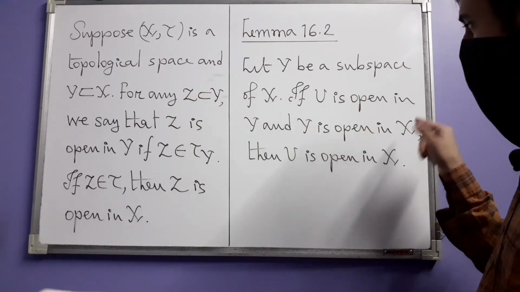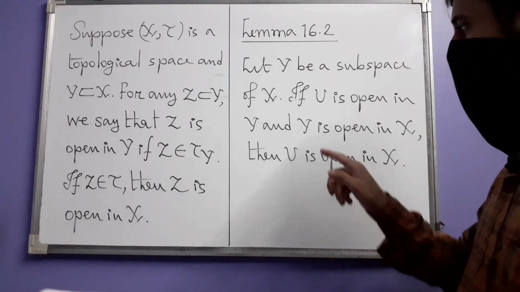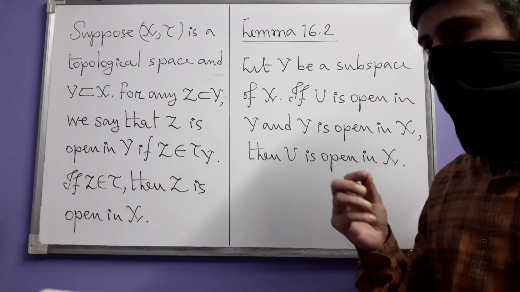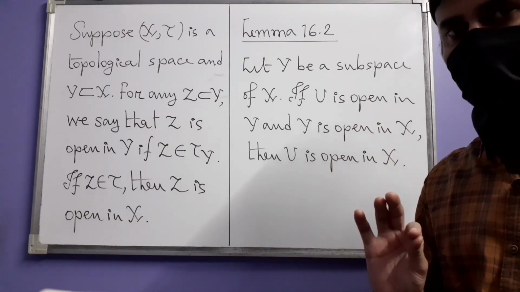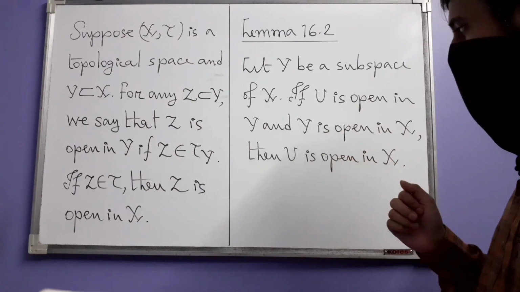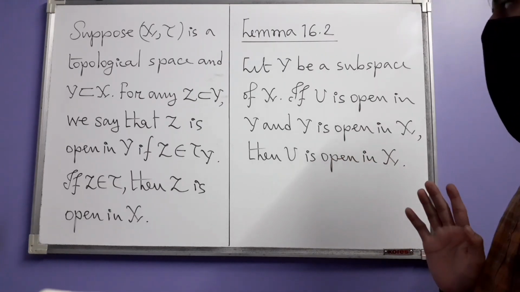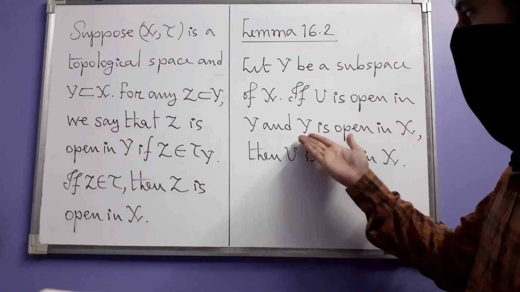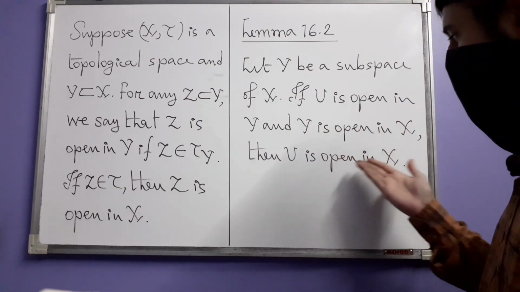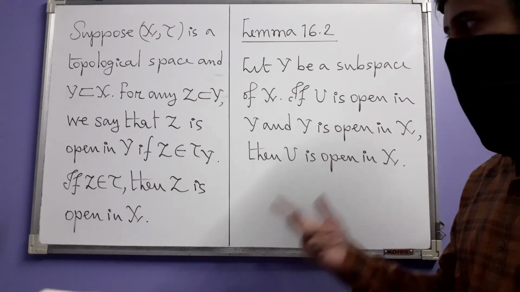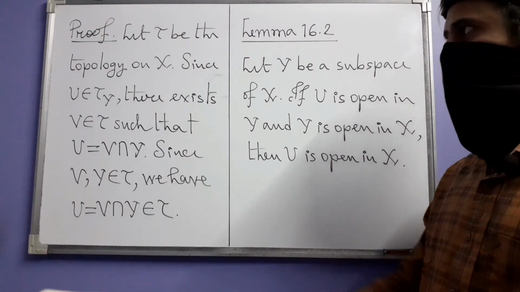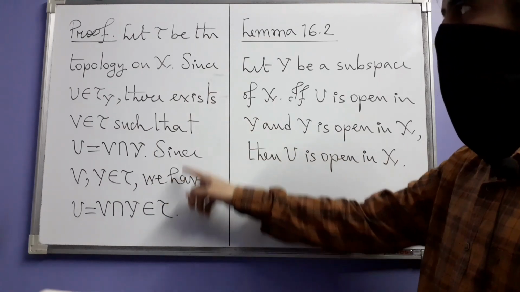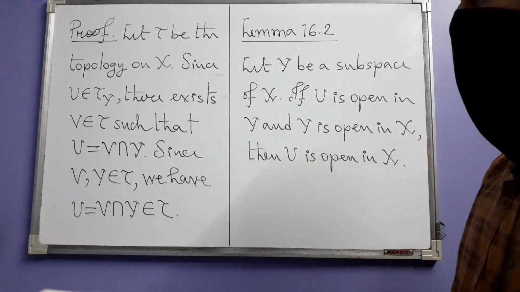And if y is open in x, that means y is already a subset of x. y being open in x means y belongs to the topology that we have on x. Then U has to be open in x. Let me read it once more. If U is open in y and y is open in x, then U is open in x. So let's now see the proof. This is the proof, pretty easy, and it's made short by naming these things properly.